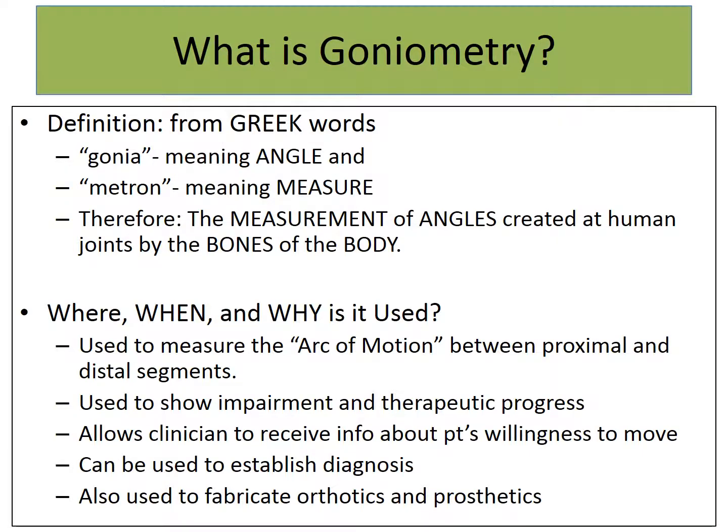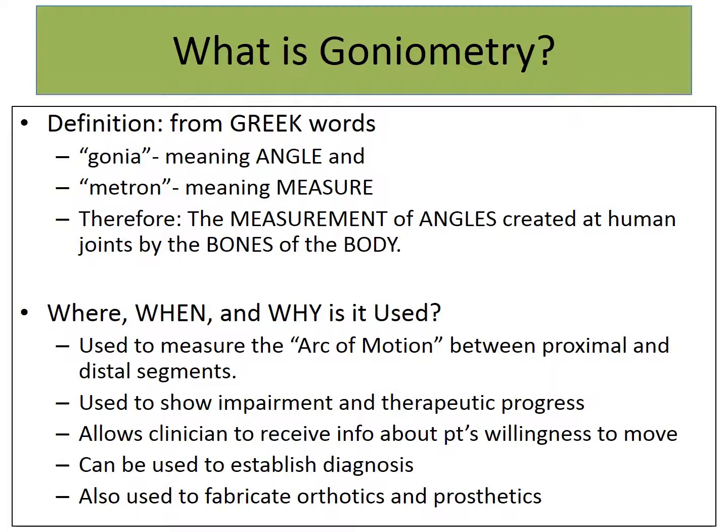So what is goniometry? Goniometry actually comes from two Greek words, gonia meaning angle and metron meaning measure. So when we talk about goniometry, it is the measurement of angles created at our joints in our body. We will actually align our goniometer on specific landmarks on the bones that you've just learned in anatomy, and we'll measure the angles that these bones make with each other as the body moves.